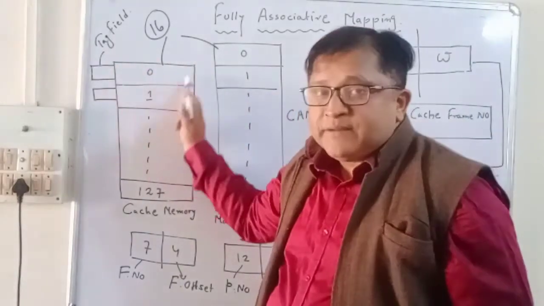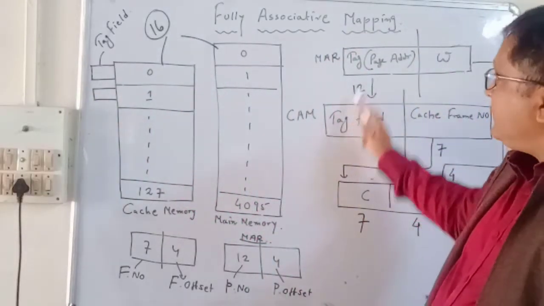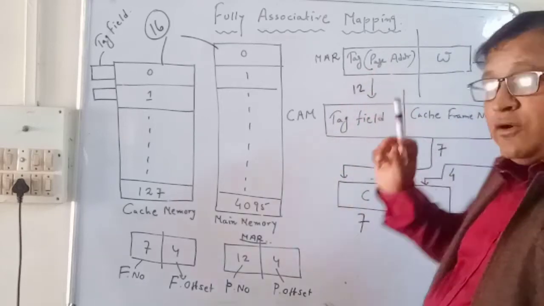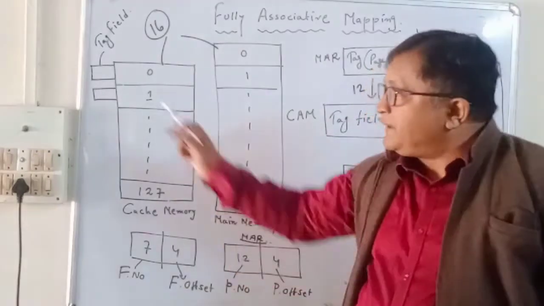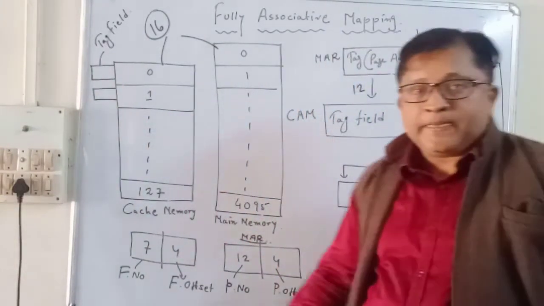These two create associative memory, as I told, content addressable memory. That will be compared. These and these will be compared. All the tag fields are compared with these by all the different comparators, the comparators associated with each tag field.